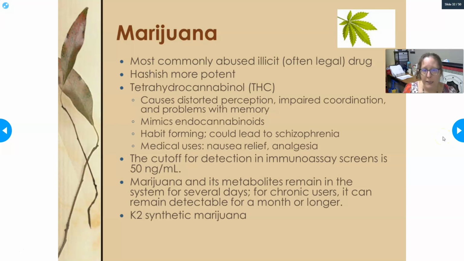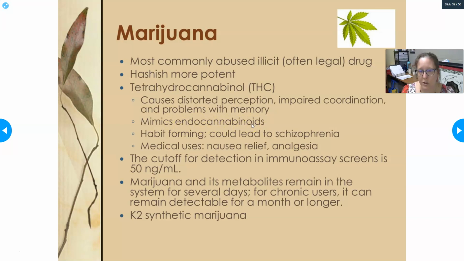Marijuana is the most commonly abused illicit drug, although now it's legal in a lot of states, so it's not really illicit in a lot of places. Hashish is more potent than marijuana. The effects of marijuana are attributed to tetrahydrocannabinol, or THC. And this causes distorted perceptions, impaired coordination, and problems with memory. It mimics the endocannabinoid system that is in our body.